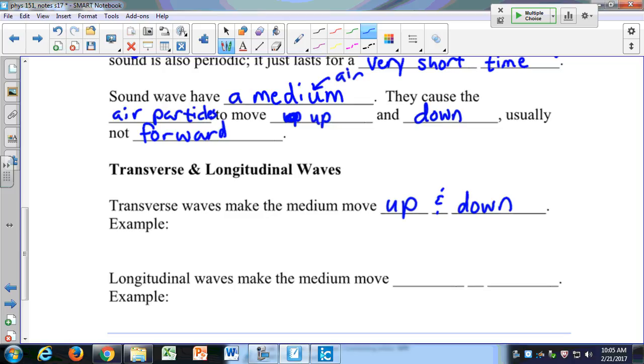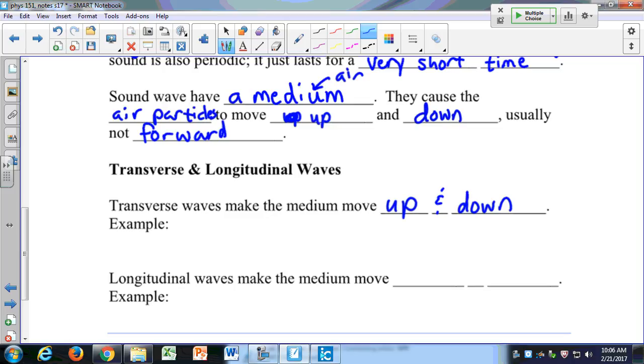On the other hand, something we call a longitudinal wave is a little bit different. With a transverse wave, the medium goes up and down. But with a longitudinal wave, like with the slinky, the medium doesn't go up and down. The medium does what? It goes side to side, right?